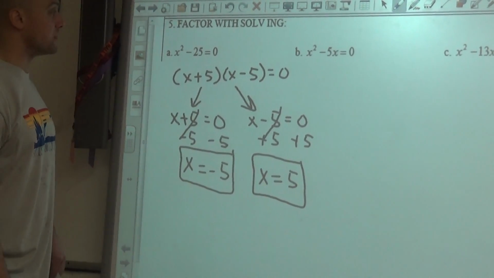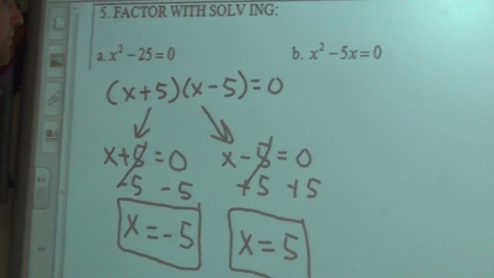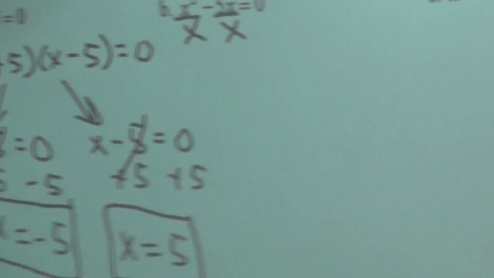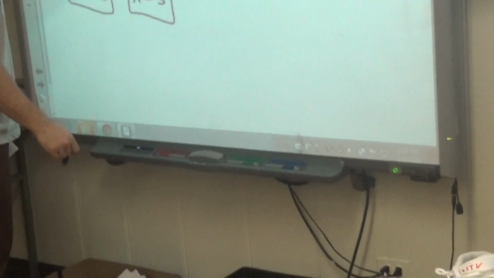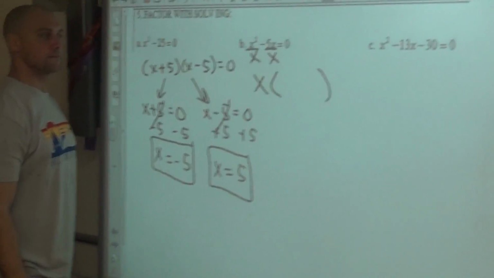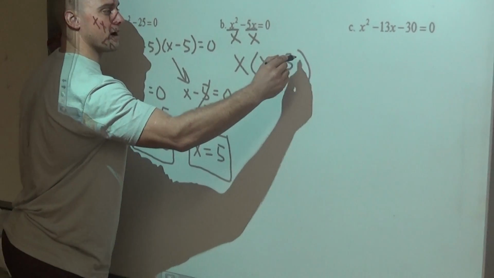All right, let's look at B. So first, again, we always want to ask, is there a common factor? In B, we have a common factor of x. So I'm going to factor out the x. Common factor goes out front, so I'm left with x minus 5.